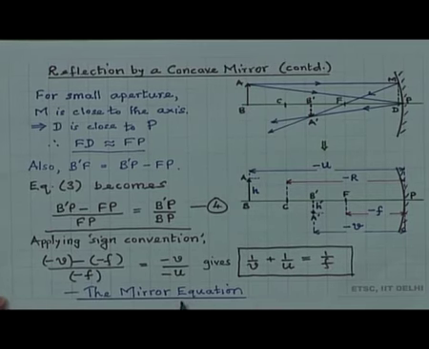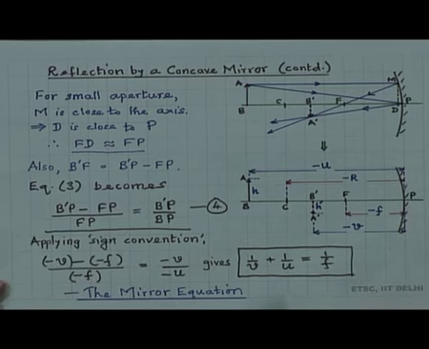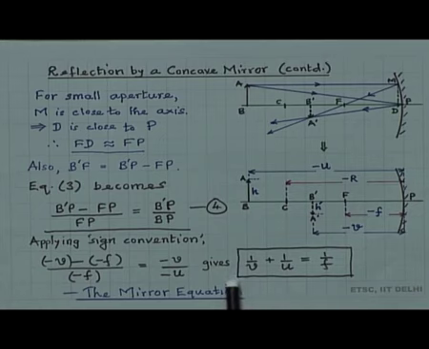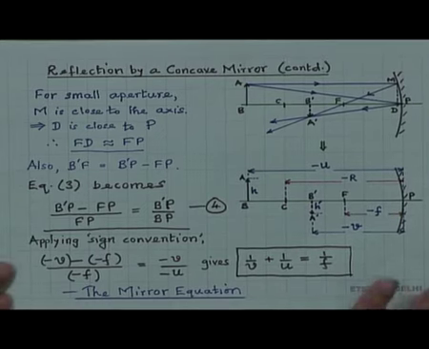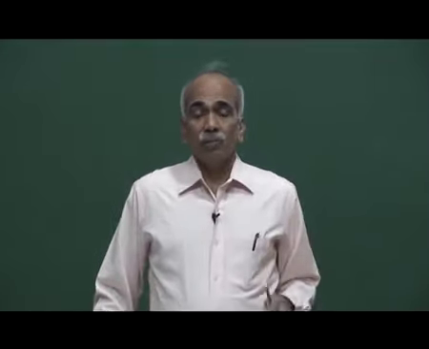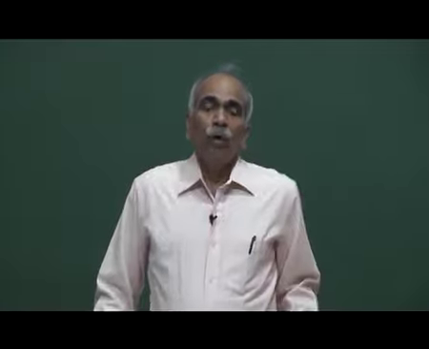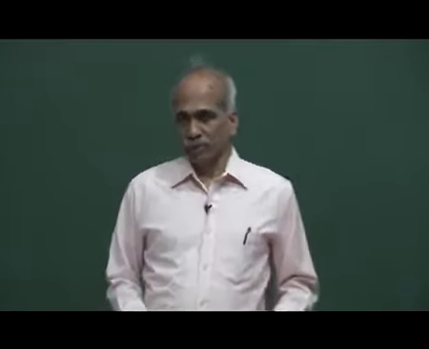The mirror equation tells us that if you know any two of the quantities, then the third quantity can be determined. For example, when the mirror is given, normally the radius of curvature or the focal length of the mirror is given, and you may know the object distance and be asked to find the image distance, or an image distance may be given and you may be asked to find the object distance, which means the third unknown can be determined using the mirror equation, and one can precisely determine the location to the accuracy that is required, of course, all within the small aperture approximation.